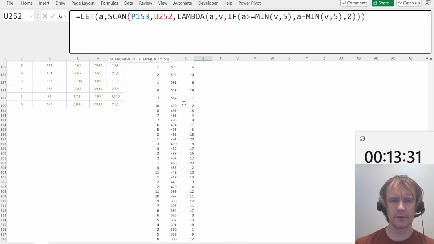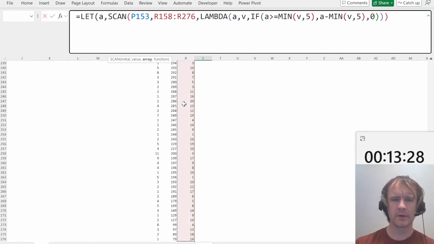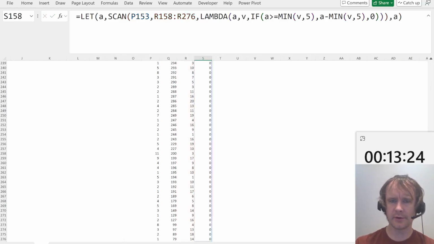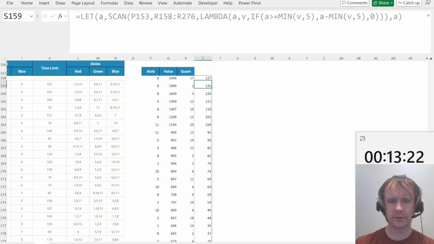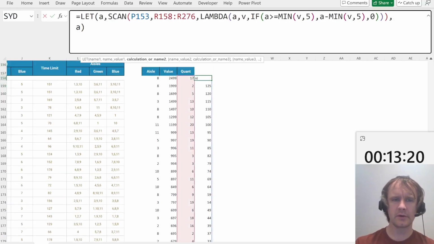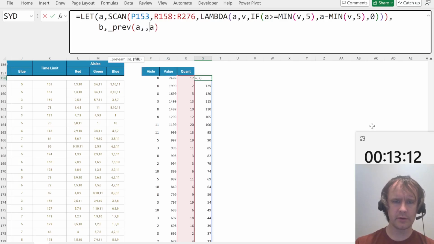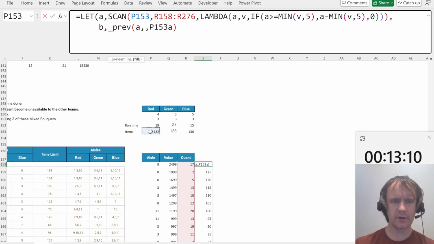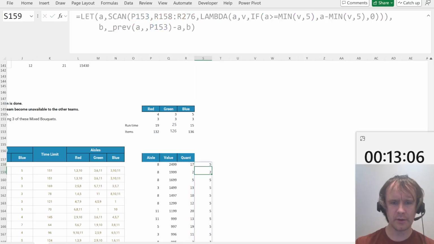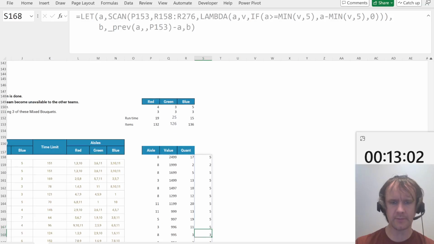Sorry, I lost it. Grab it again. And that is that, and I want to return A for a second. So that gives me my countdown, and then I want B to be prev of A padded with the starting value minus A, and return B. And that gives me 5, limited to 5, 5, 5, 5, yada yada yada. Okay, happy days.